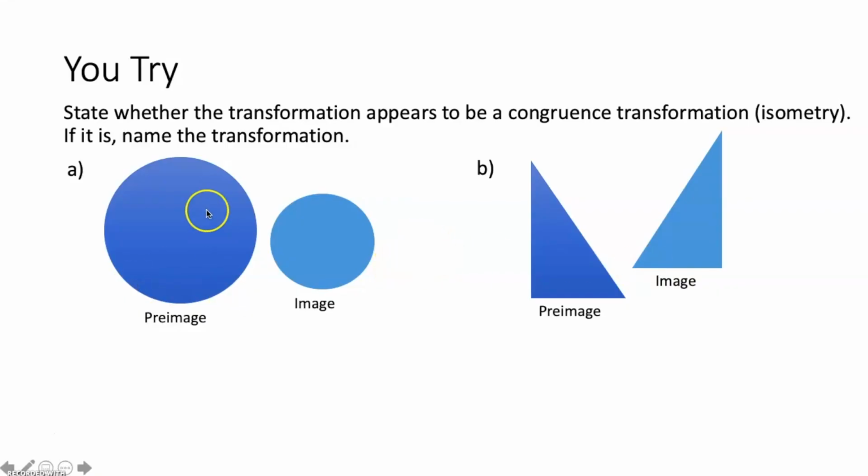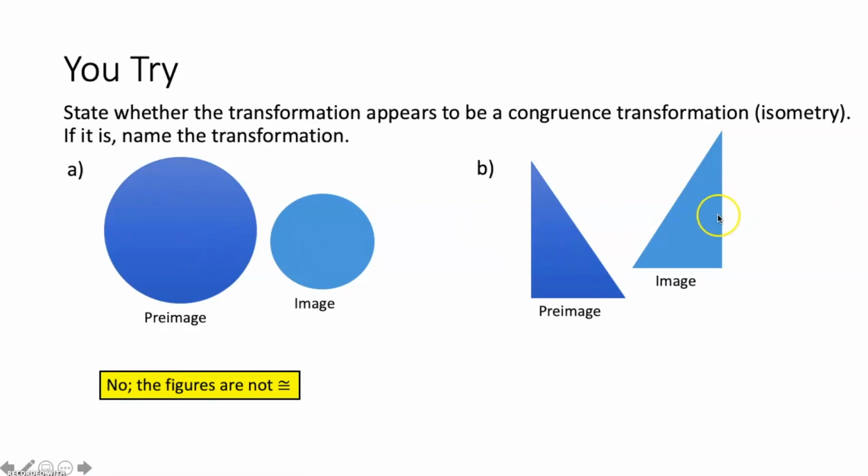Okay, doing the same thing. So here, we're starting with the darker blue circle as our pre-image, and we're ending up over here with the lighter blue circle as our image. So first, do these two circles appear to be congruent? No, this lighter blue circle is clearly smaller than the darker blue circle. So these two figures are not congruent. So you just say, these two figures are not congruent, and you're done.